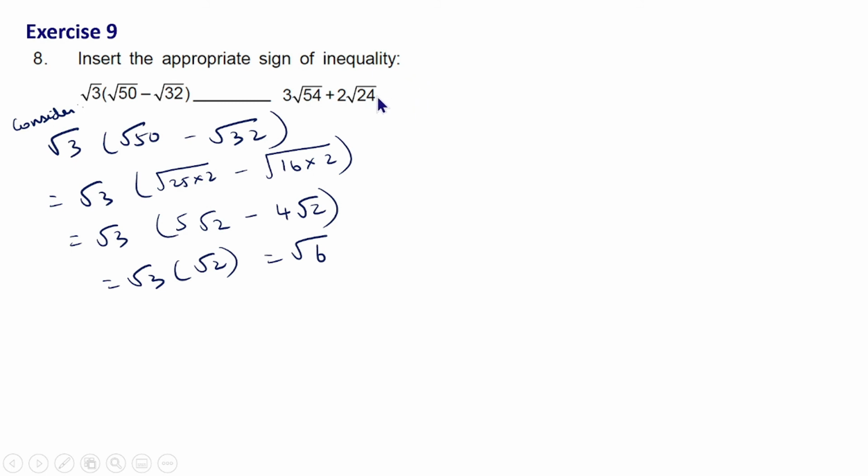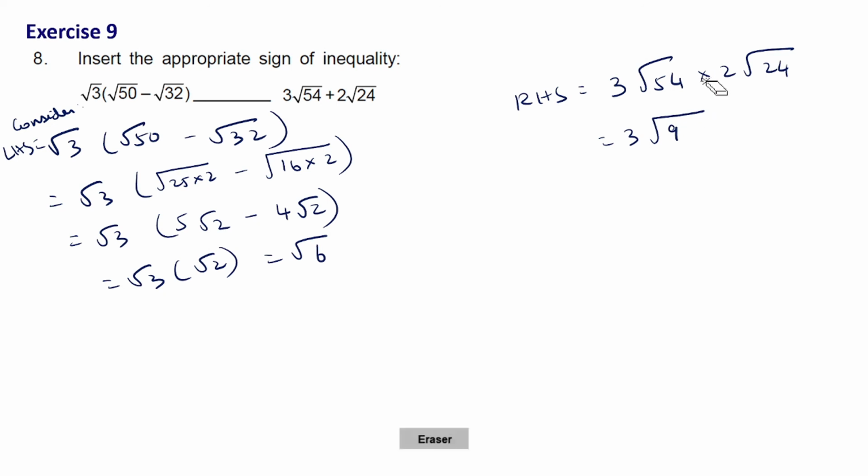Now let us consider the right hand side of the inequality. So 3 root 54 plus 2 root 24. So this is equal to 3 into root of 9 into 6 plus 2 into root of 4 into 6. Here root of 9 into 6 will be root 9 into root 6. So it is 3 root 6.